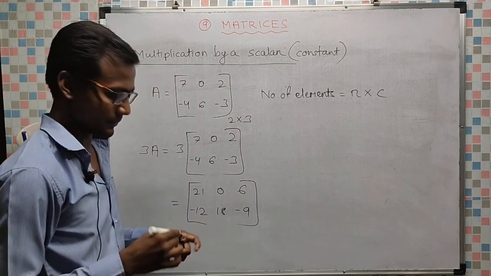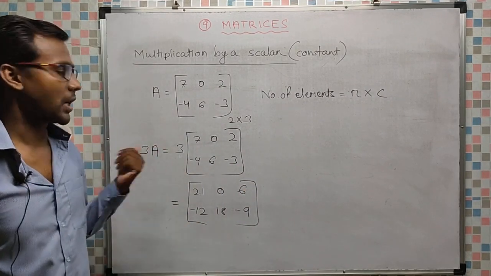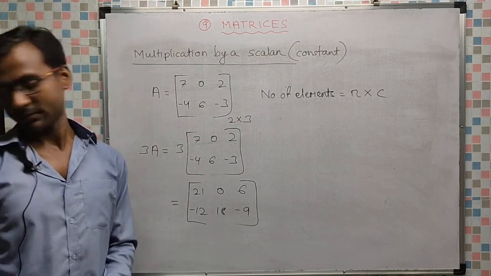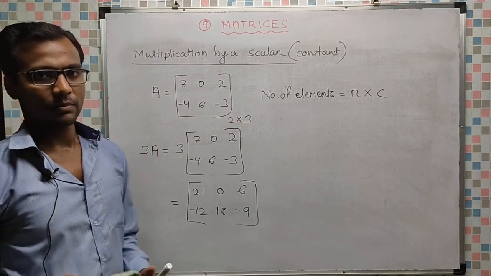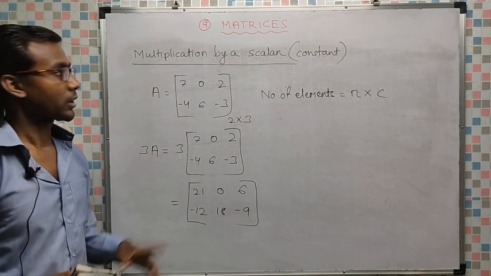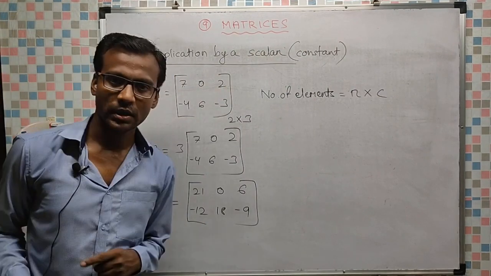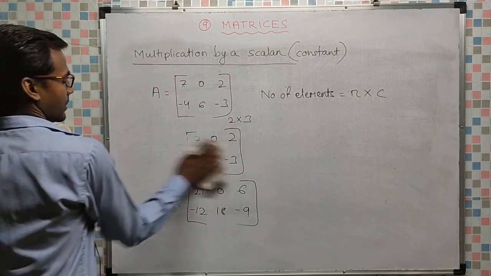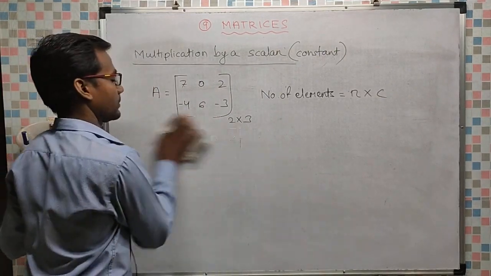It is also very easy. So this is how to multiply a scalar quantity or a constant with a given matrix. Okay. Now let us solve some examples related to scalar multiplication, addition and subtraction. Okay. Then this video will be over.